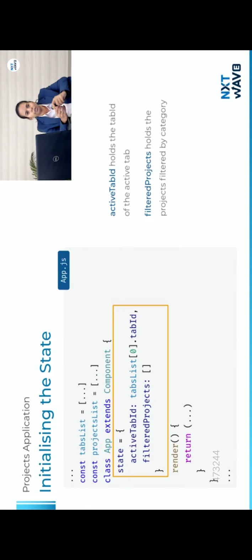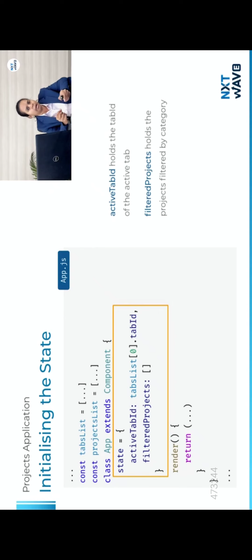Okay, let's do that. Here you can see in the app component, in the state, we are maintaining the active tab ID and the filtered projects. We have initialized the active tab ID with the first tab, right? That is the reason we have written tab list of 0.tab ID, so that is the first tab present in the tabs list. And then the filtered projects, initially it will be an empty one. So we have initialized it in this manner.